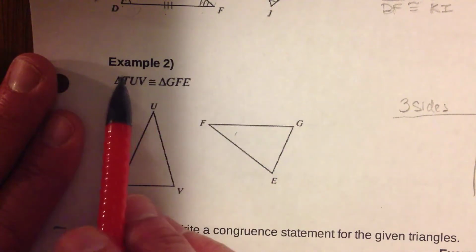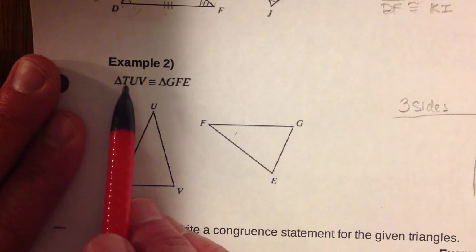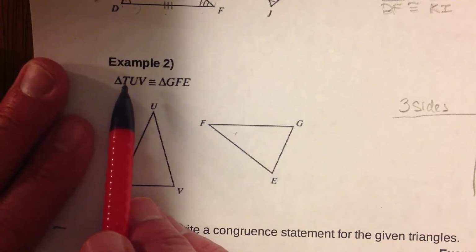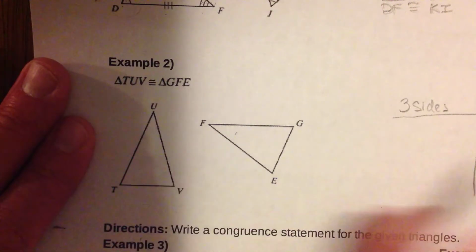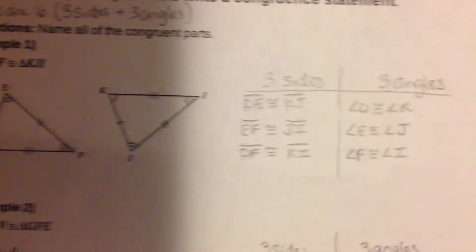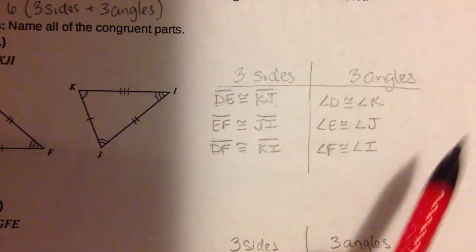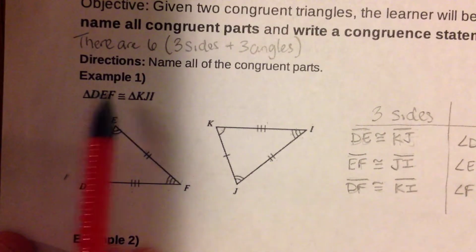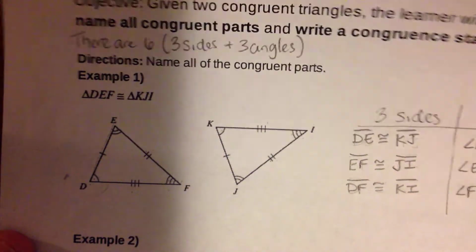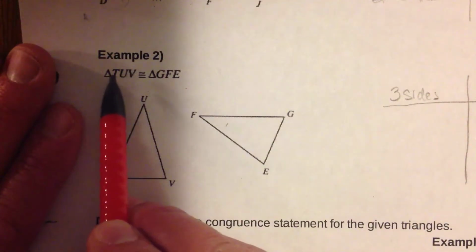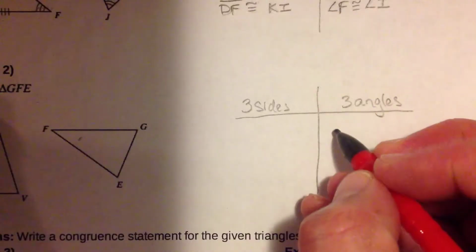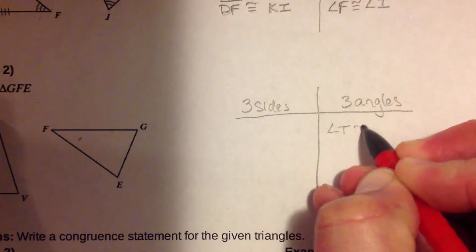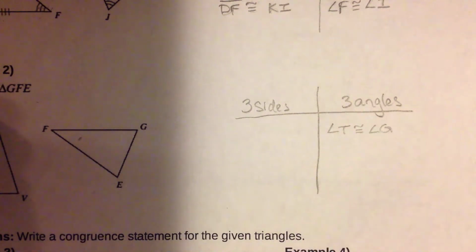Since our angles only need one letter here, I'm going to tell you to look at the positions of the letters. T is in the first position, and G is in the first position. If you notice up here, D and K were in the first position. D and K, those were congruent to each other. So likewise, since T and G are in the first position of each, I can say angle T is congruent to angle G. They're both in the first position.